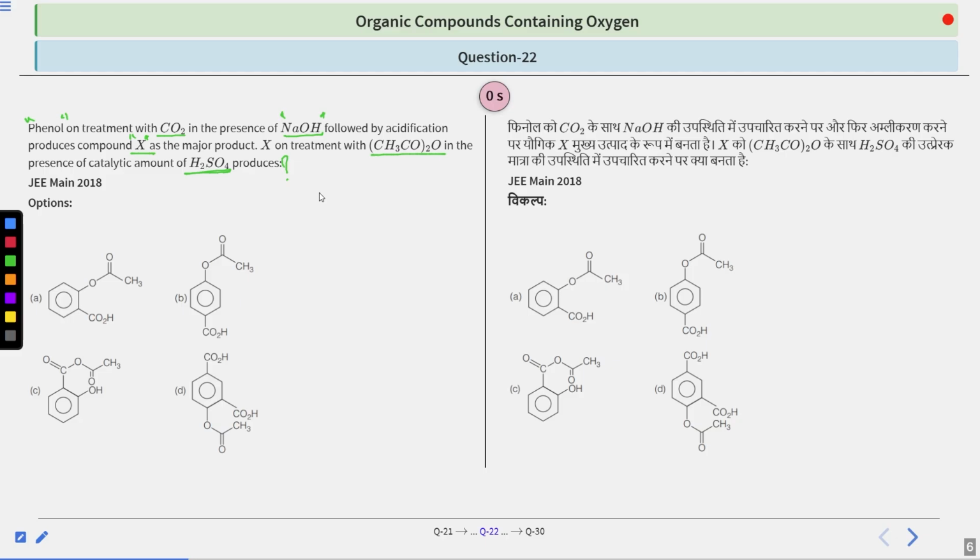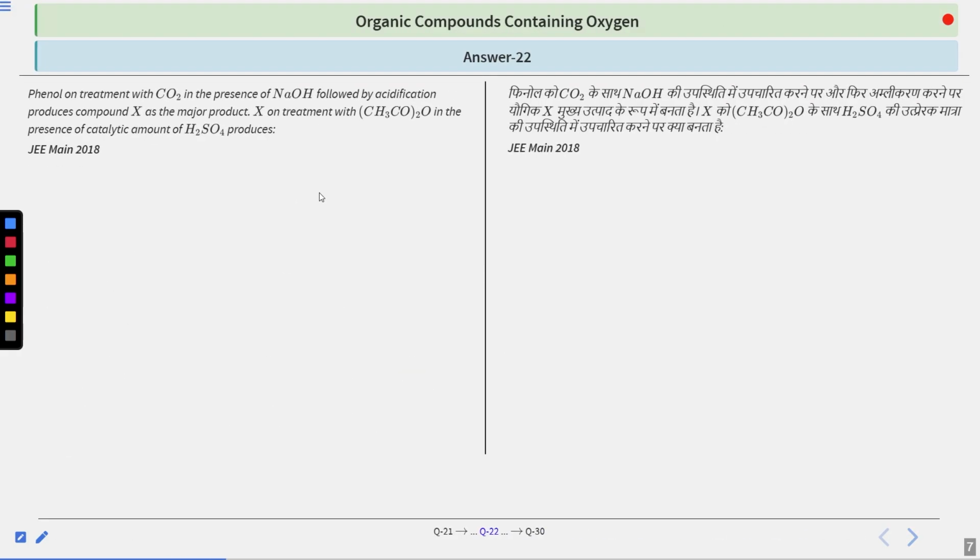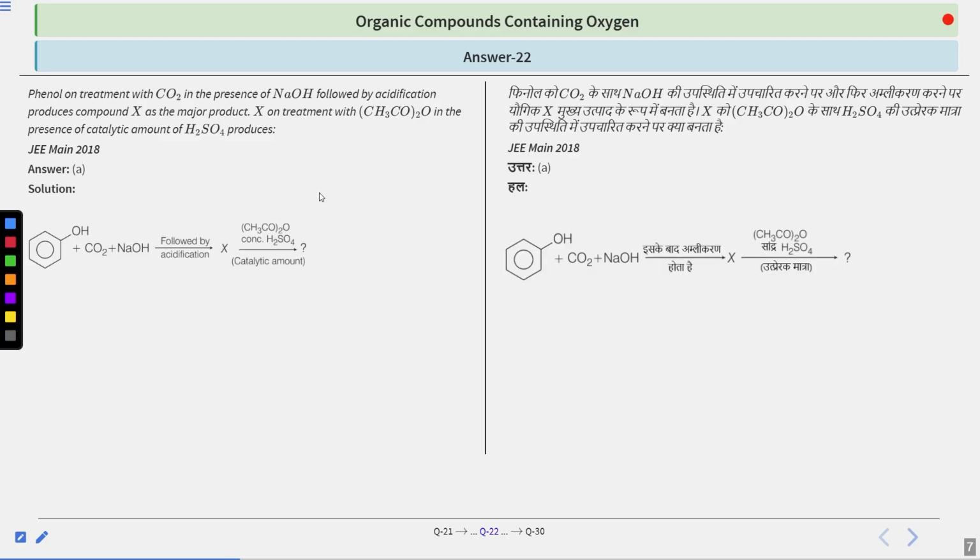Let's see. The correct answer for the given question is option A. So this is the phenol. When you react it with CO2 and NaOH and do acidification, you will get a product X. And when you react X with (CH3CO)2O in the presence of a catalytic amount of concentrated H2SO4, what will you get? This is the question.